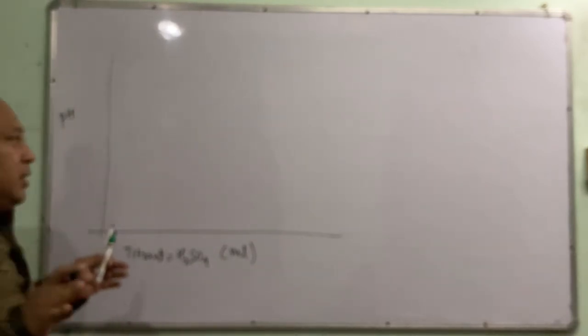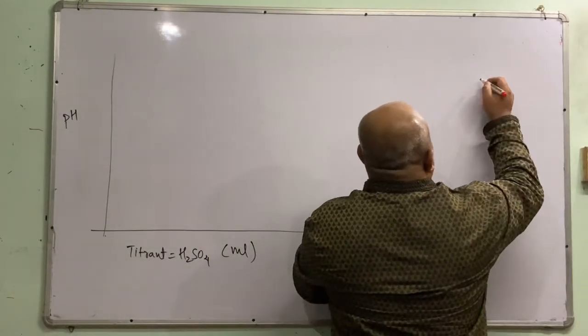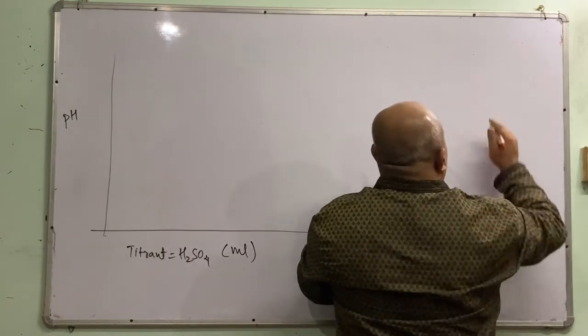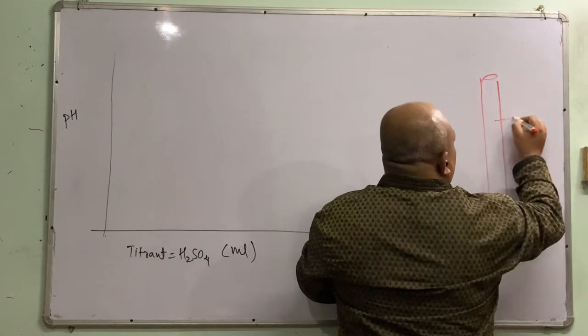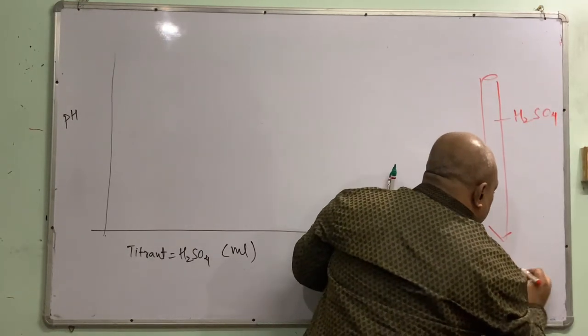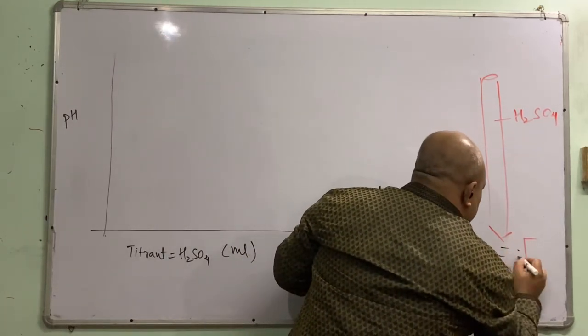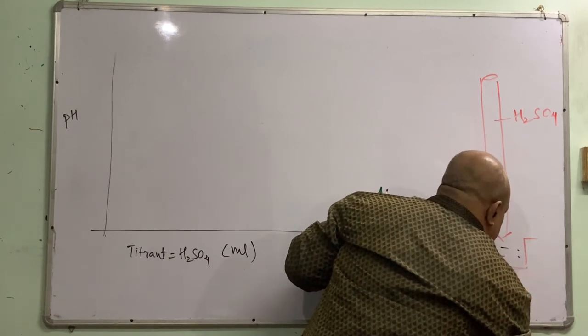Is it okay? Or I'll draw another picture over here. I'm not very good at drawing. This is a burette. You are going to put the sulfuric acid over here. This is a sample. Okay, this is a sample. You want to estimate alkalinity over here.